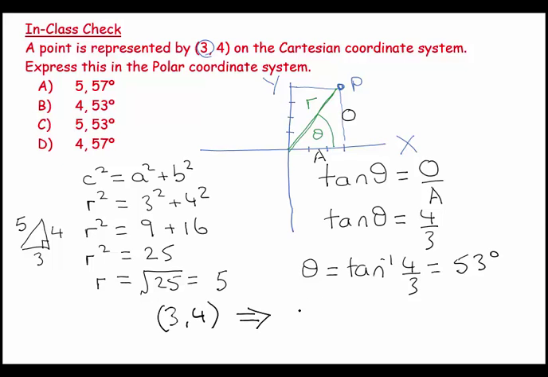So we put these two together and we say 3, 4 in the Cartesian coordinate system gets converted into 5, 53 degrees. So there's our answer, 5, 53 degrees. So looking up here, that would be choice C. And there we have it.